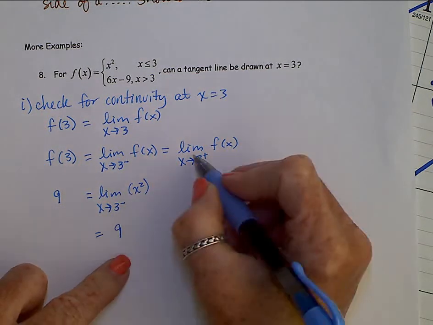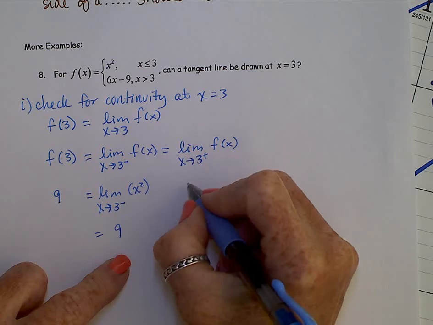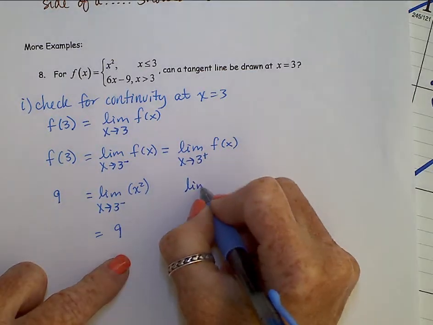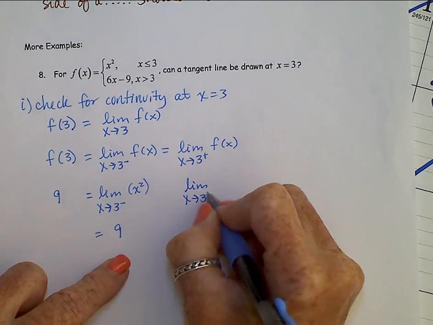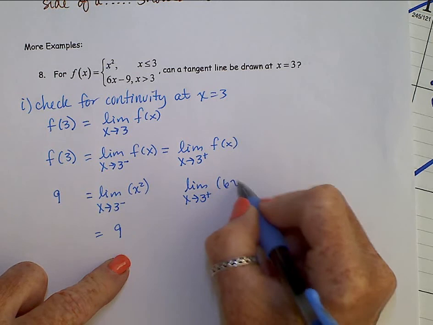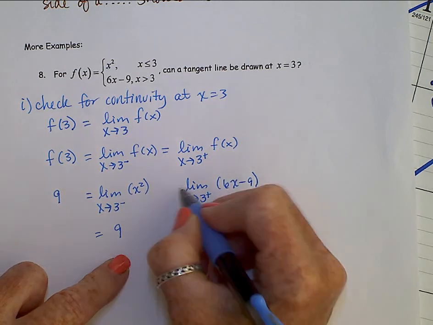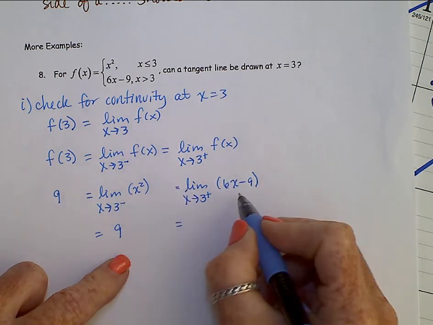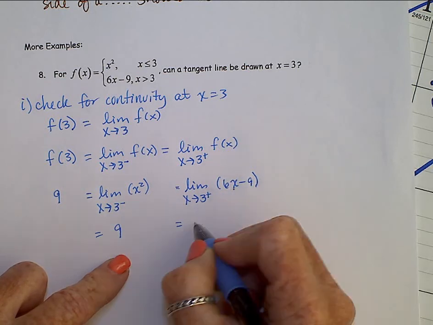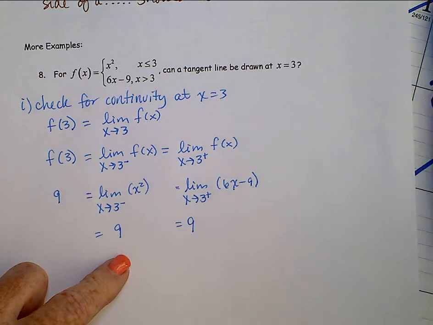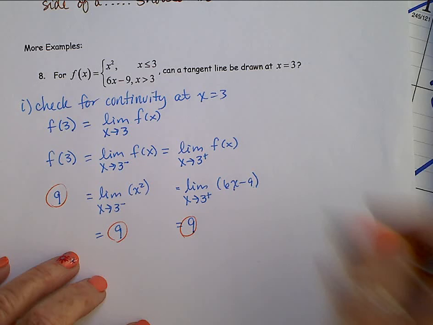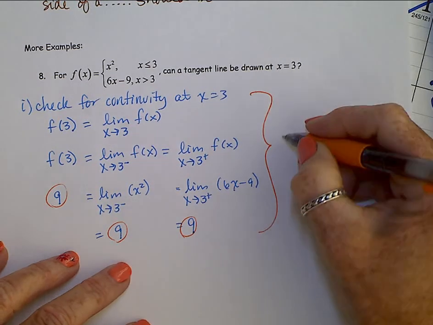This piece over here, the limit as x approaches 3 from the right. The piece that's on the right side of the 3 is the 6x minus 9. Sub in 3 here, and we'll have 6 times 3, 18 minus 9, which is 9. All three of these are equal. That means that the function is continuous.